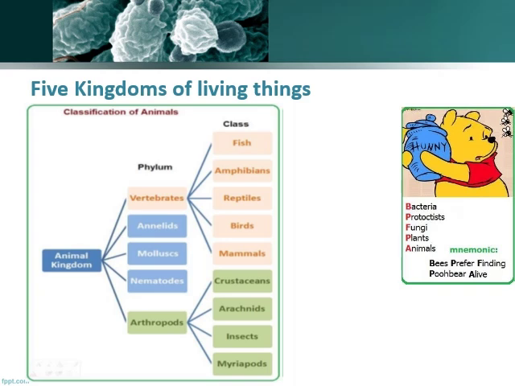Now we are going to see two common phyla along with their classes. The first phylum that we are going to discuss is phylum Vertebrates and the second phylum is Arthropods. These phyla are further subdivided into classes. The first class that is present in vertebrates is class fish, then amphibians, reptiles, birds, and mammals. Similarly, in arthropods, we are going to discuss crustaceans, arachnids, insects, and myriapods.